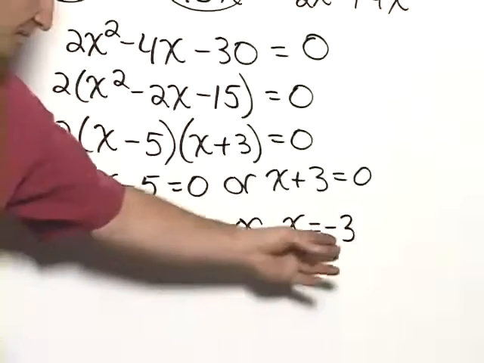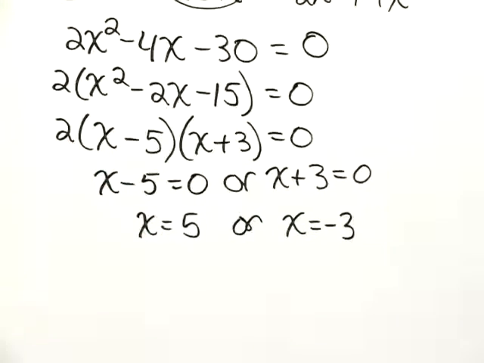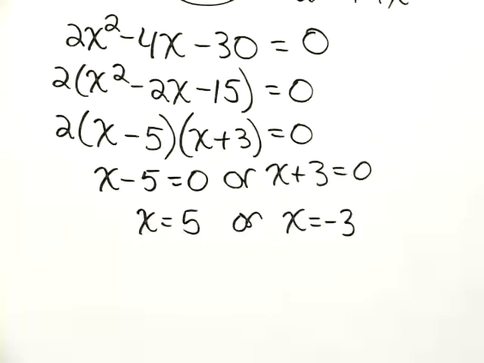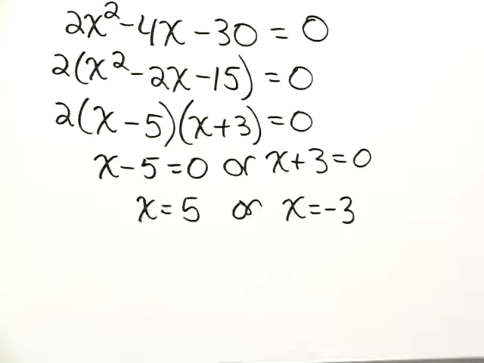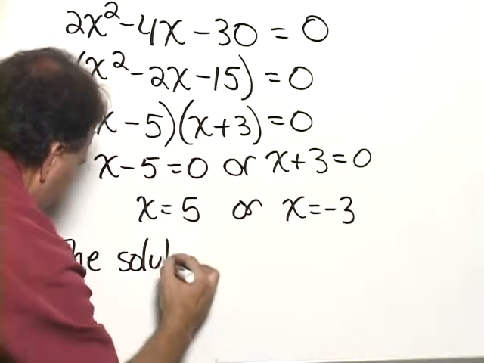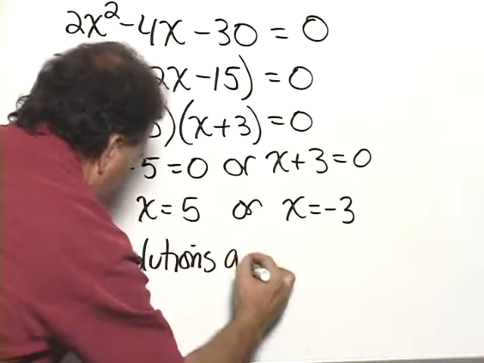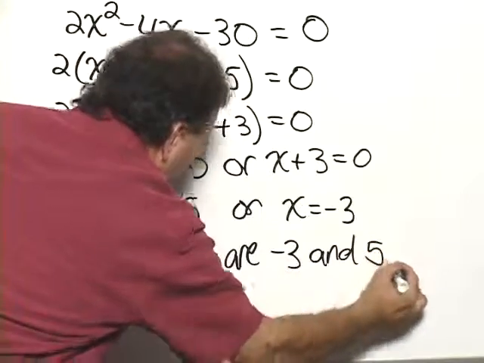Both of those are possible because the only restrictions were x couldn't equal 0 or 2. If you substitute those answers back into the original equation and check, you'll find that both of them work, and therefore the solutions are negative 3 and 5.